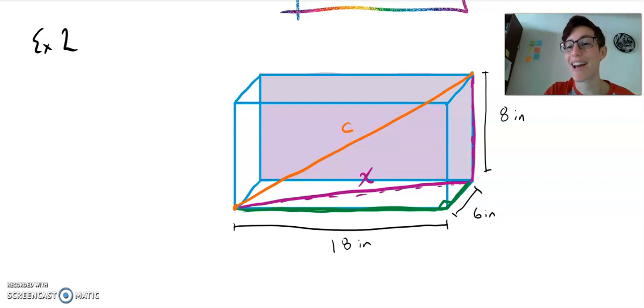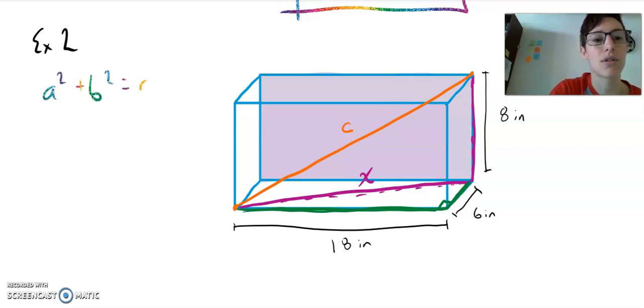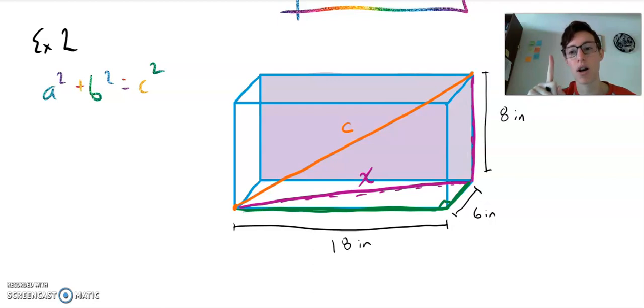Now I'm looking for that diagonal that's on the bottom face. That's my x. Let's set up our right triangle theorem: a squared plus b squared equals c squared. We're going to have to use it with that green and purple triangle first because it has one unknown. I can't use one equation to solve two unknowns. You need to have the same number of equations as you do unknowns.